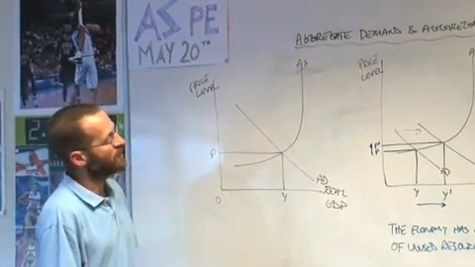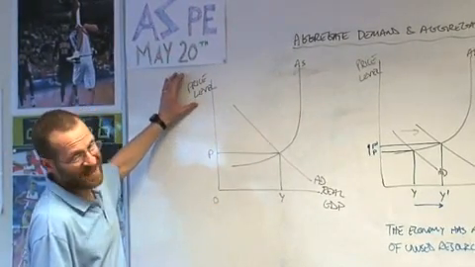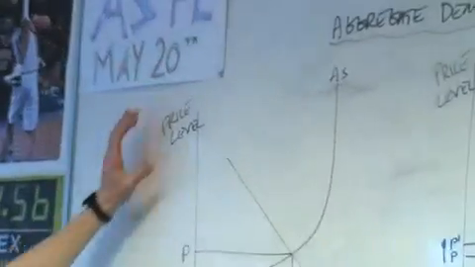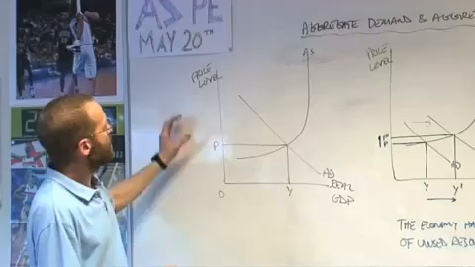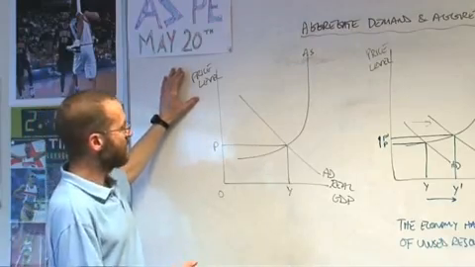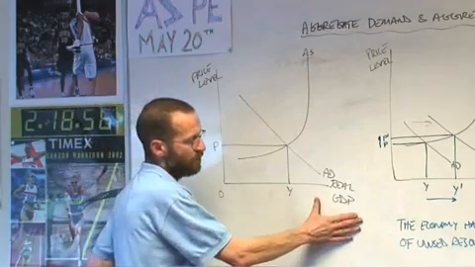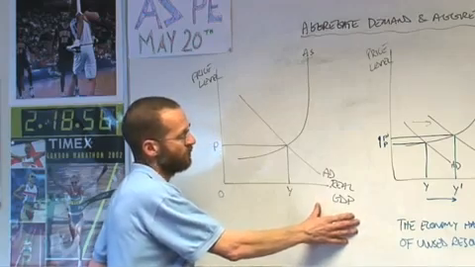Key thing to know about drawing this diagram is that you must put price level on the vertical axis and you must put real GDP on the horizontal axis. Price level represents inflation, real GDP represents output or economic growth.